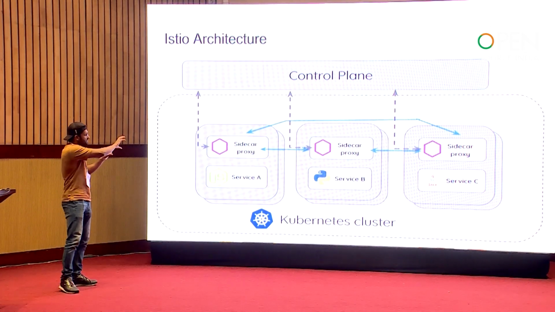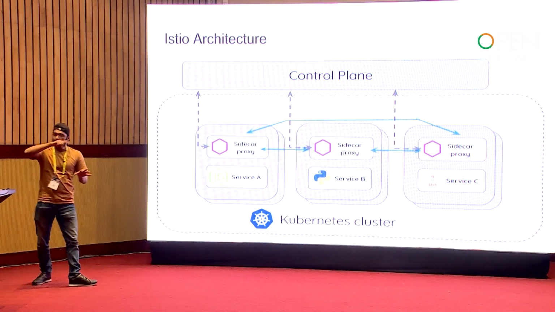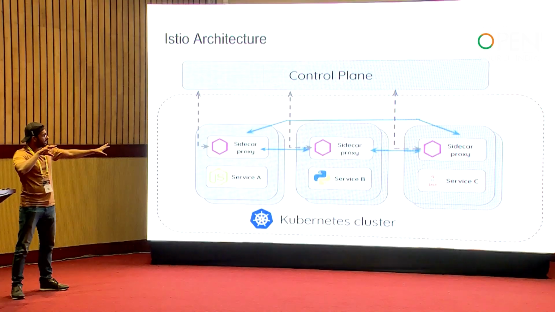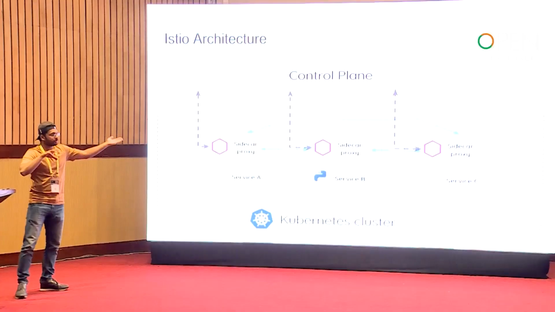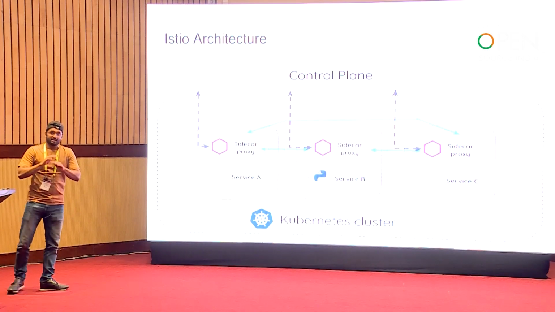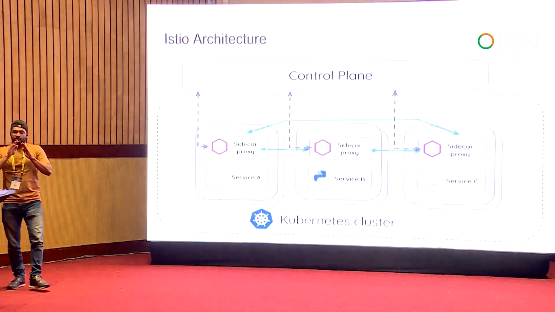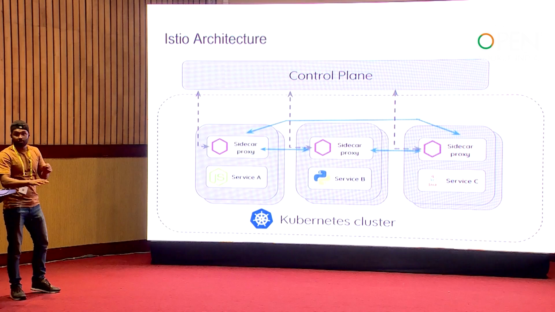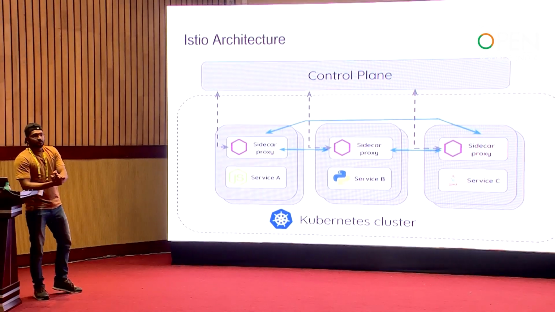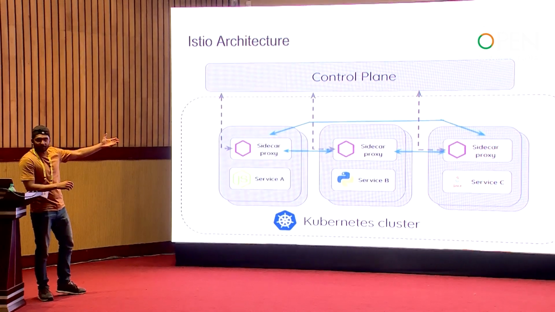Now this proxy will change the iptables rules within that pod's networking namespace, and it will abstract all the networking logic out of your code to the sidecar. This is completely without touching your code. You don't have to write a single line of code to do any sort of integration with Istio, right? Because it changes the iptables rules.